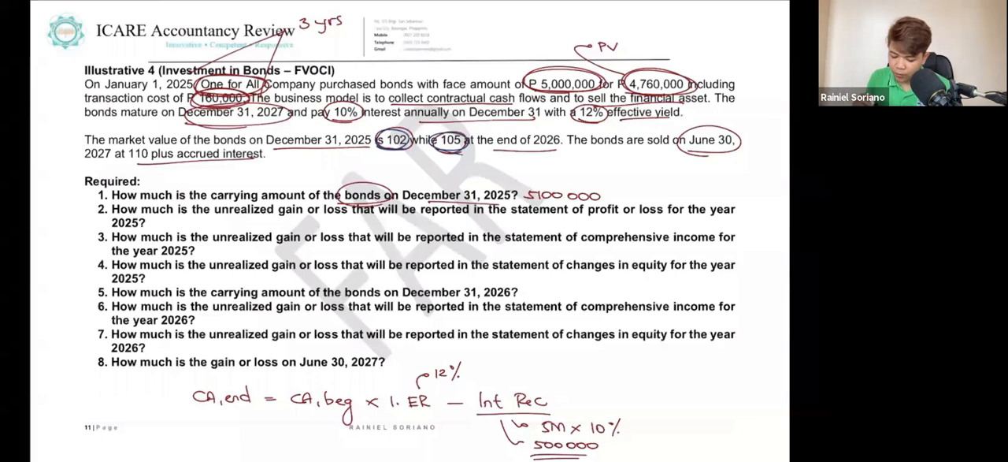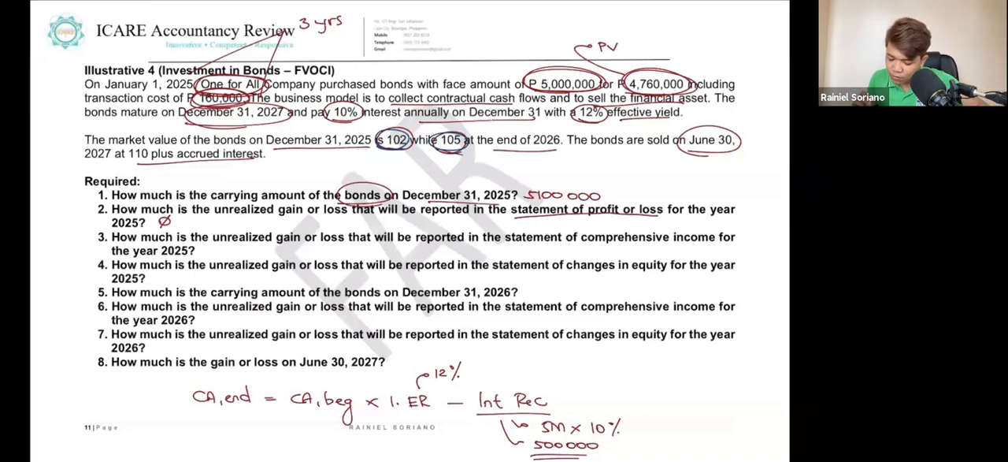Okay? Requirement 2, how much is the unrealized gain or loss that will be reported in the statement of profit or loss? Again, statement of profit or loss for the year 2025. Kapag income statement or statement of profit or loss, once again, trick question yan. 0 po tayo dito. Okay? Walang OCI na pumapasok sa income statement.